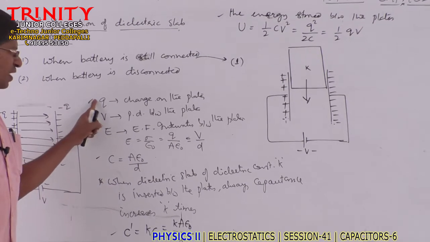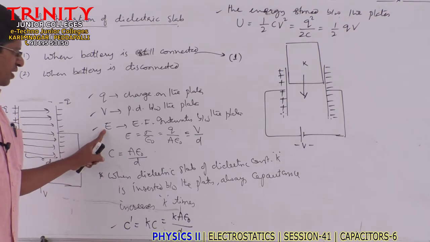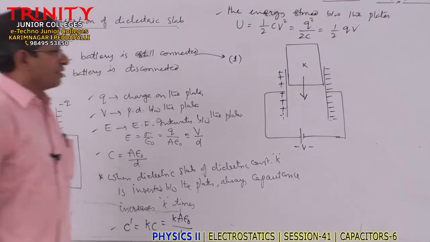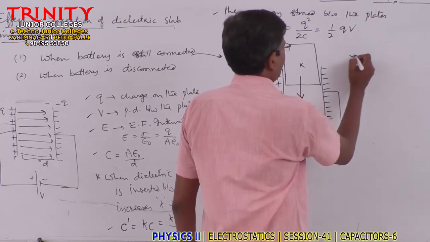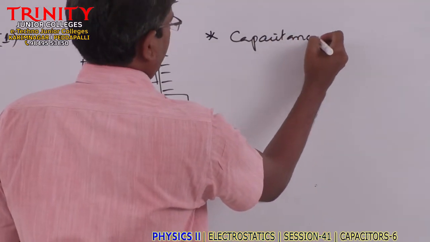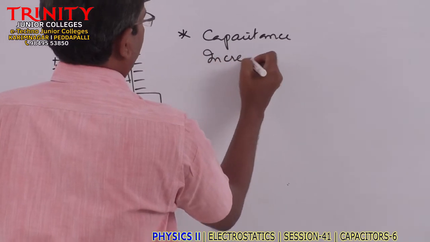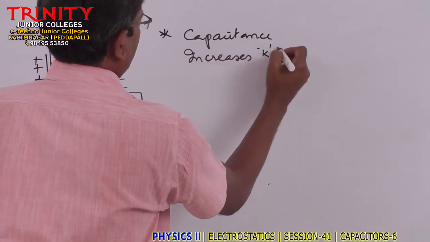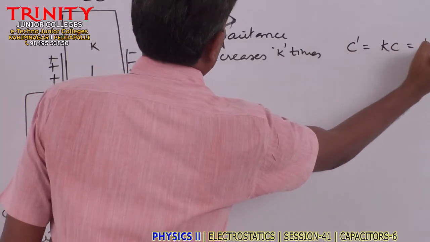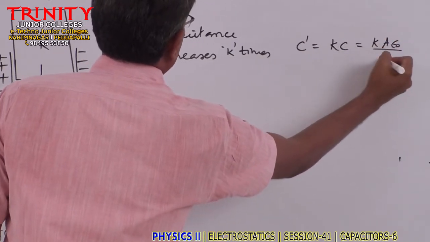What will happen to charge? What will happen to V? What will happen to E? And what happens to C? The very first point you have to understand is that capacitance increases K times. Always I said it increases K times. So, this is the first point: capacitance is KC, that is nothing but K epsilon naught by d.